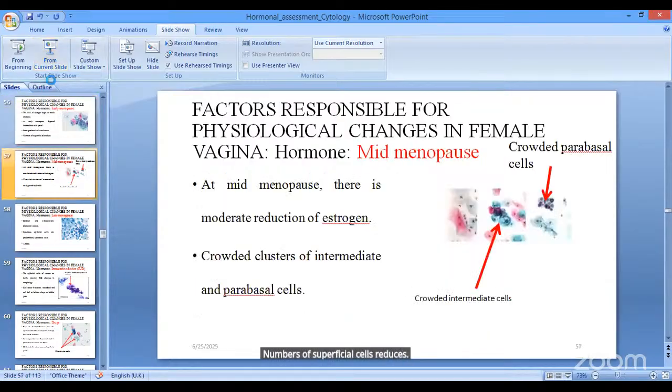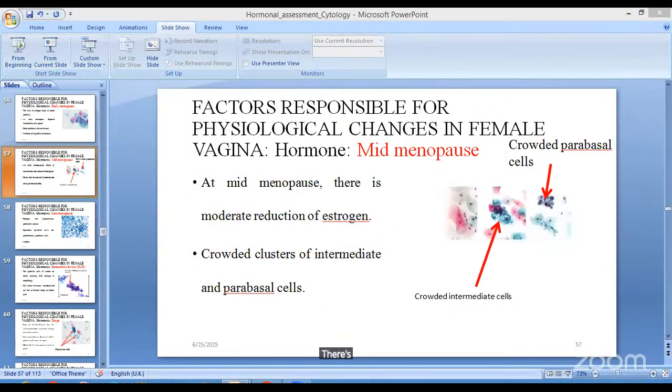At mid-menopause, what do you find? There is moderate reduction of estrogen. Crowded parabasal cells are seen, and you have clusters of intermediate and parabasal cells.